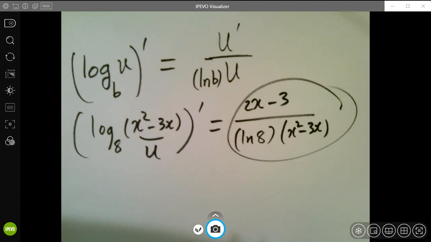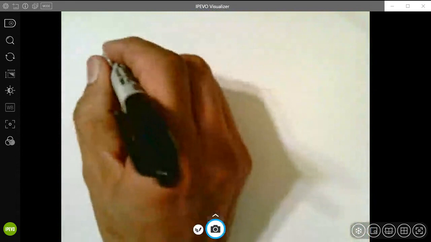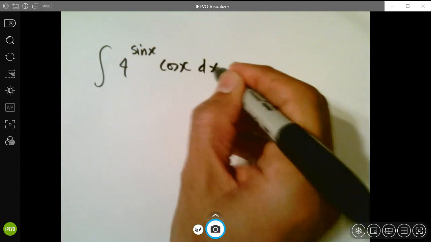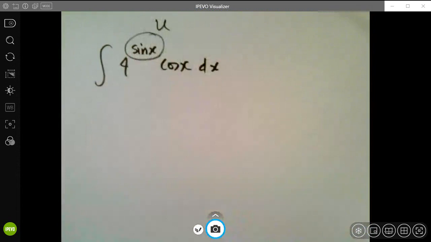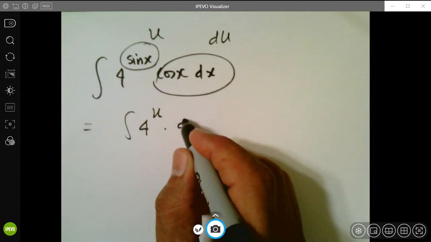Let's go now to number 17. It's very similar. Number 17 looks like this: integral of 4 to the power sine x times cosine x dx. You can see that the derivative of this is this. So this one should be u. We have to use u substitution, and this one will be du. I will get here the integral of 4 to the u du.